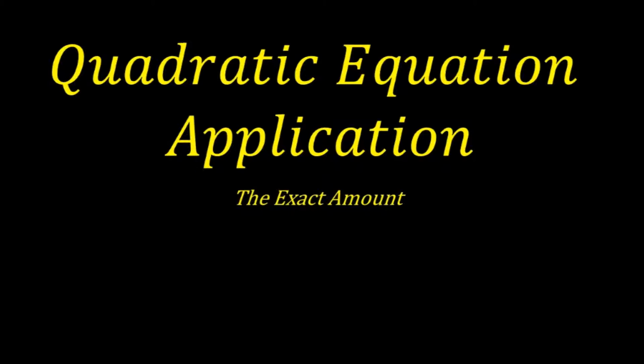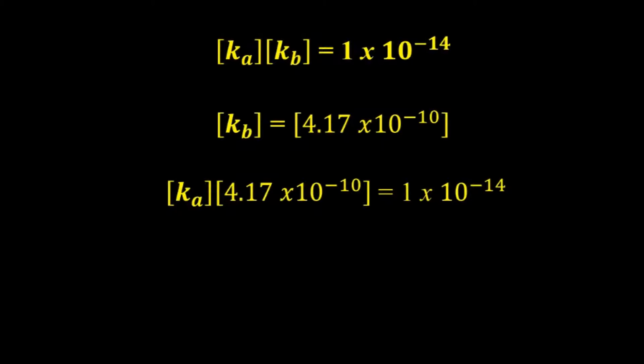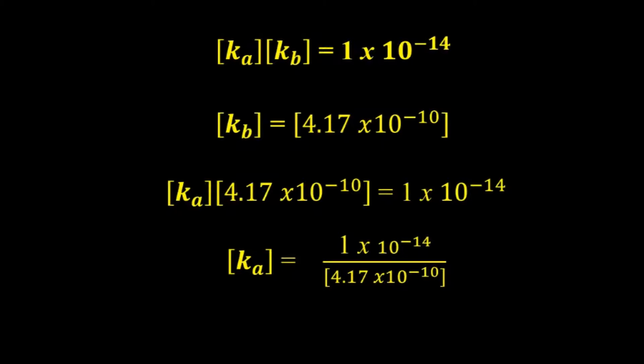Now let's look at the quadratic equation application for the exact amount. Here's the Ka times Kb yields 1 times 10 to the negative 14. This is something that you saw earlier. We're plugging into the expression above, and we're generating the Ka, which is 2.3981 times 10 to the negative fifth. Again, this is repetitive relative to what we saw earlier.